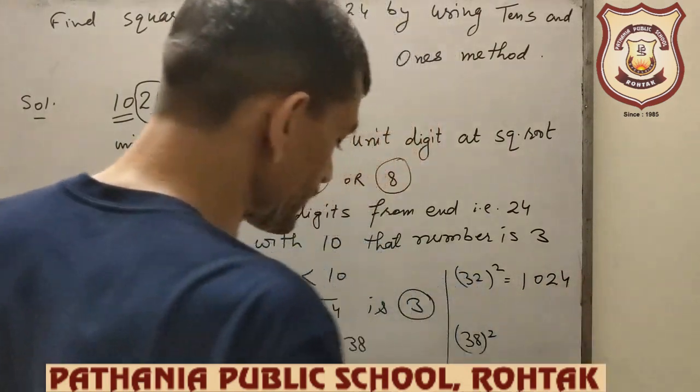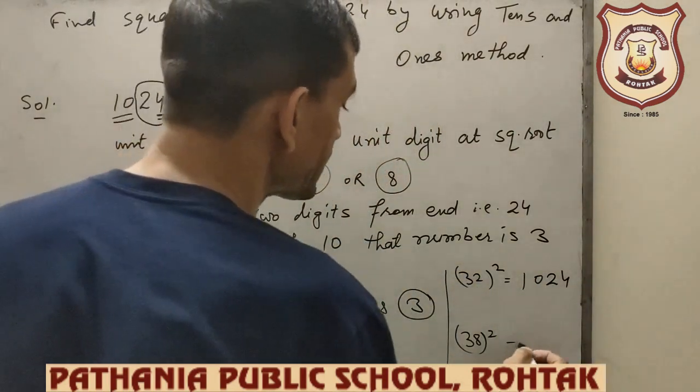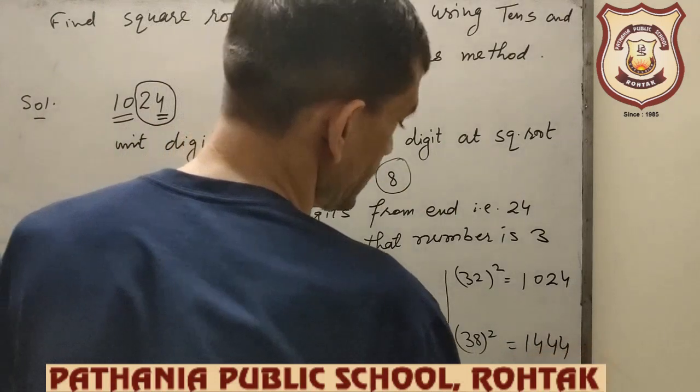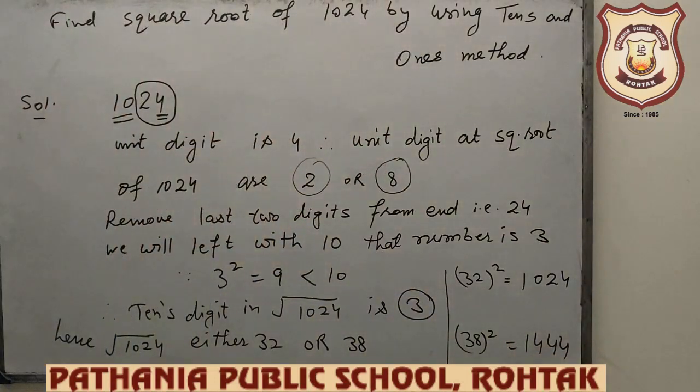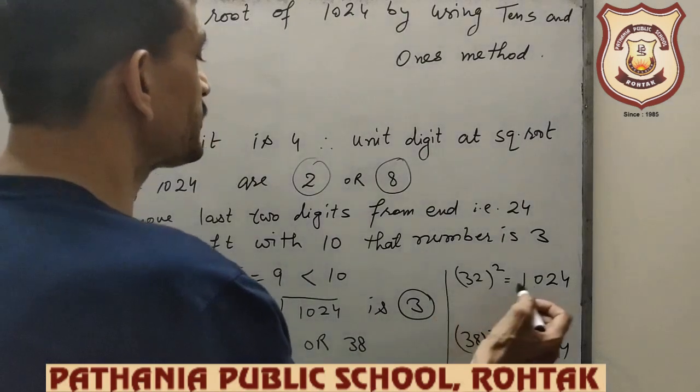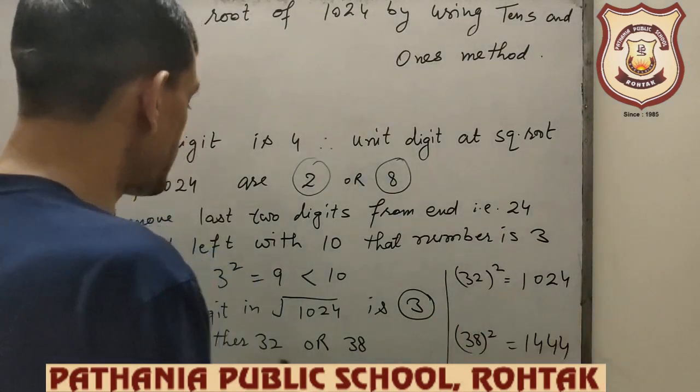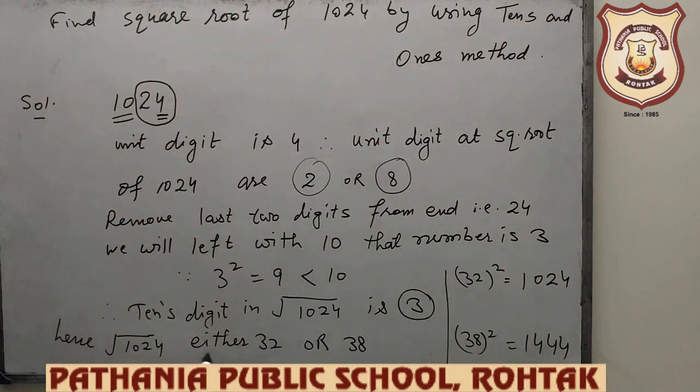And what is 38 square? It is 1444. So 32 square is 1024. So the square root of 1024 is 32. This is the answer. Is it clear? Now let us take one more example.